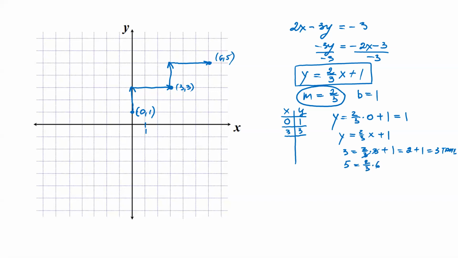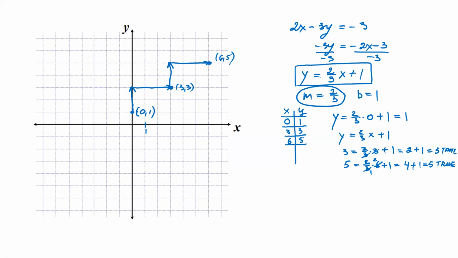5 equals 2/3 times 6 plus 1. Well, I can divide out 3 from 6, and it's going to be equal to 2, and from 3 it's equal to 1. So what do I have? 2 times 2 is 4, plus 1 equals 5. Well, another true statement, which means another ordered pair solution.